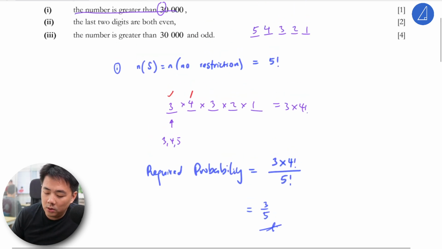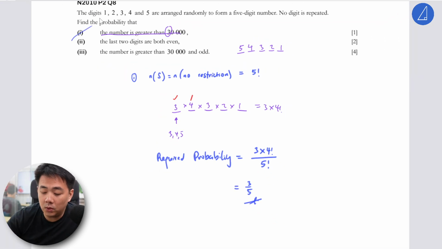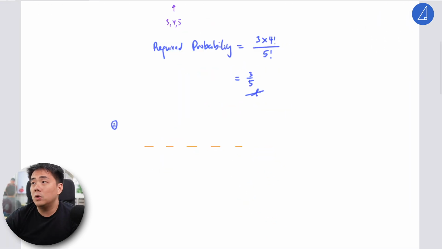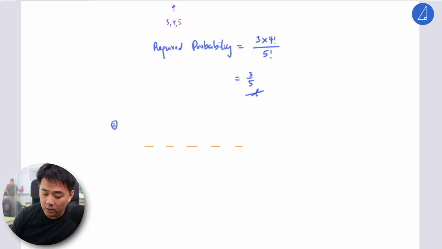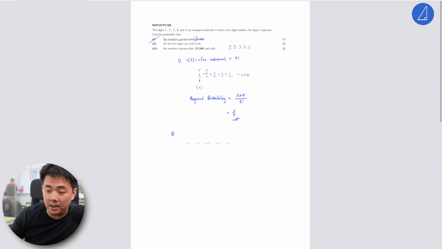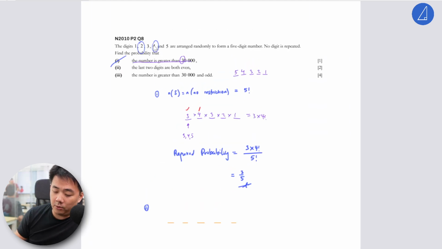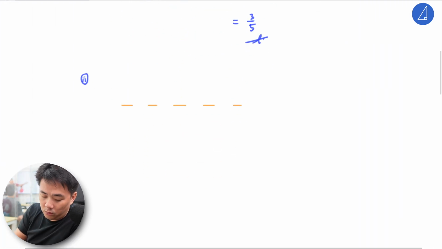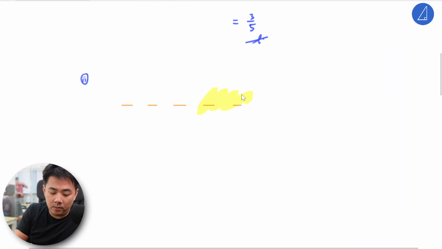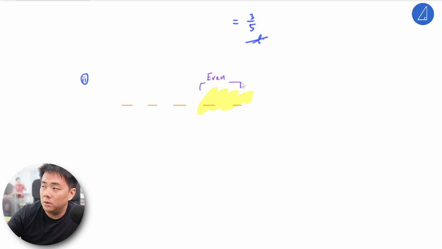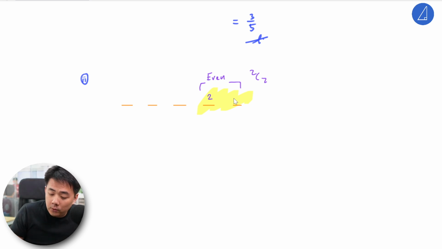Great. So let's look at part 2. The last 2 digits are both even. What we need to know is how many even digits there are. We have the digits 2 and 4, so there are only 2 options here. These 2 slots are reserved for even numbers. You can think of this as 2 choose 2, but you technically don't have a choice here because you have 2 even numbers. So you can just put 2 times 1 here.